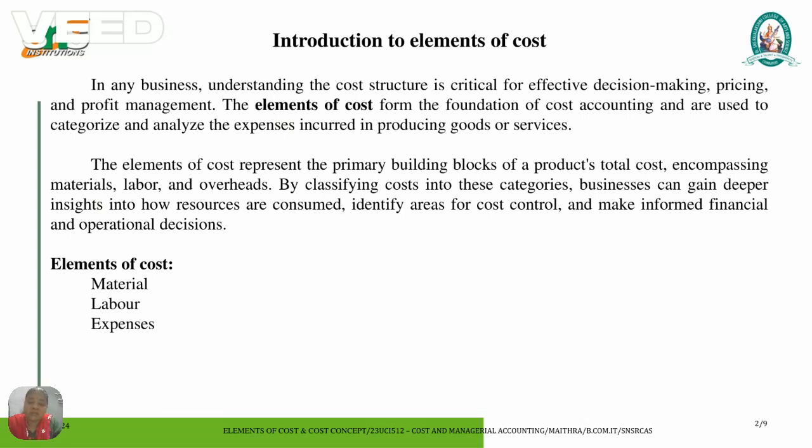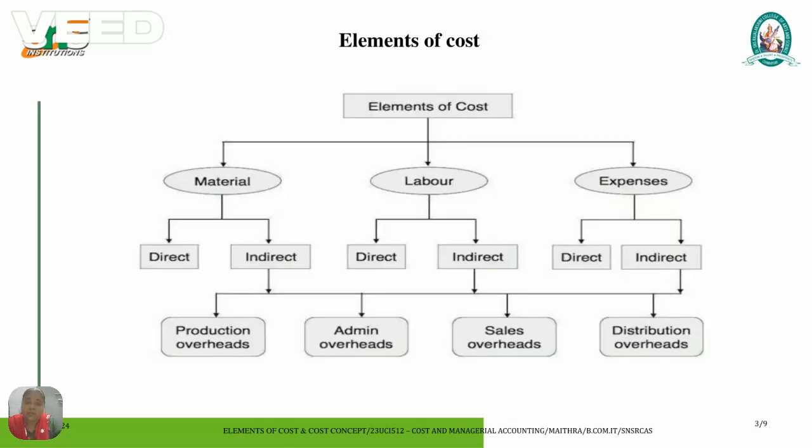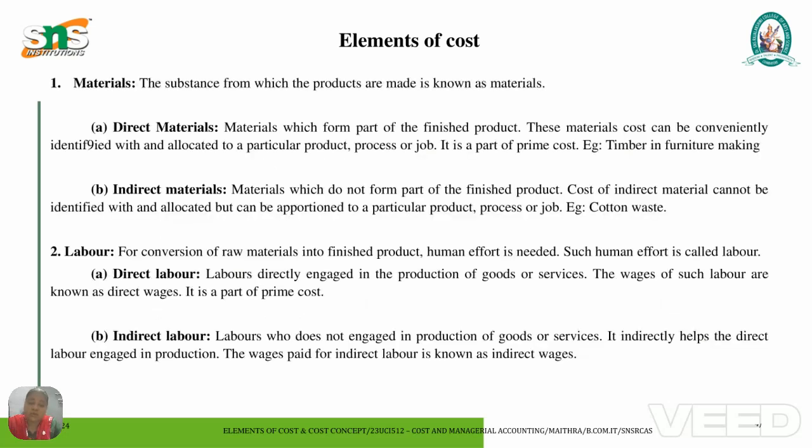So here the elements of cost are divided into three categories: material, labor, and expenses. Material is divided into direct material and indirect material. Labor is also classified into direct and indirect labor. Expenses are also classified into direct and indirect. In indirect expenses, we can classify four different overheads: production overhead, administration overhead, sales overhead, and distribution overhead.